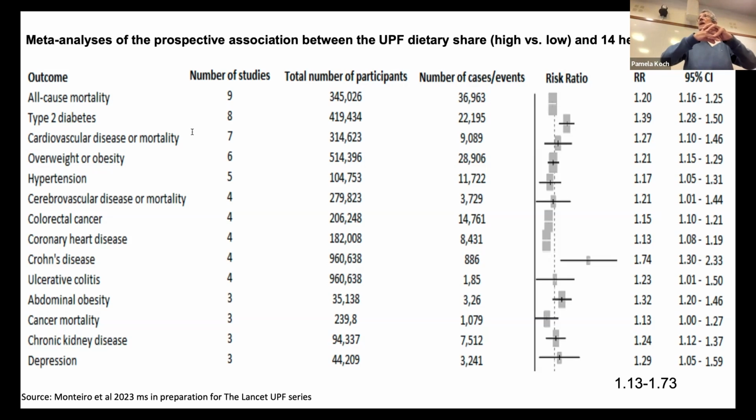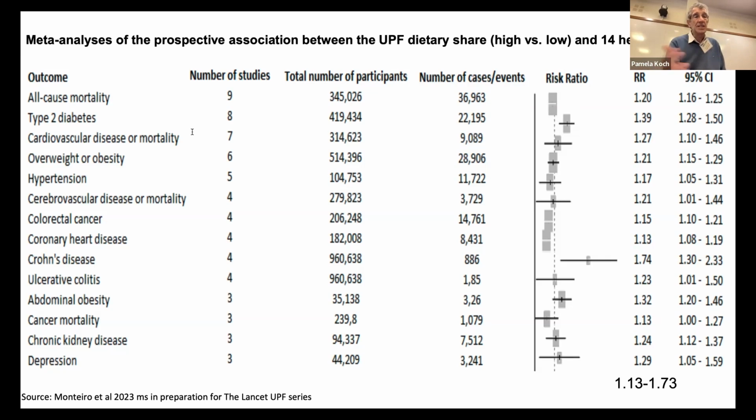When you put together the 9, this is, let's say, the gold standard for observational studies, that meta-analysis. When you put together these 9 studies, you see that the summary relative risk is 1.20. It means that people that have high consumption of ultra-processed food have a 20% higher risk of premature mortality. We're talking here about premature mortality. The same thing for diabetes. There are 8 studies. 39% higher risk of having diabetes than a person with low consumption.